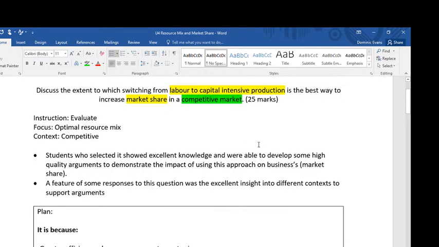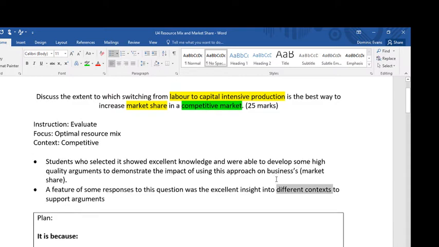In other words, the good answers to the question used excellent knowledge, developed high quality arguments, and were fully linked to the question, which in this case is about market share. A second comment from the examiner's report is that a feature of some responses to this question was the excellent insight offered into different contexts to support arguments. So using different business scenarios, different business contexts to support arguments. And we'll have a look at how we can do that with my answer.